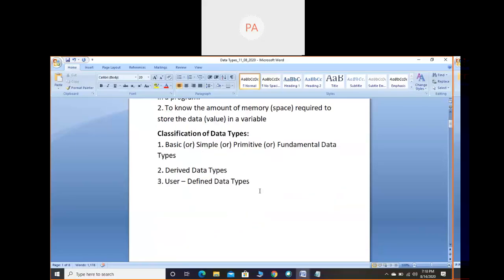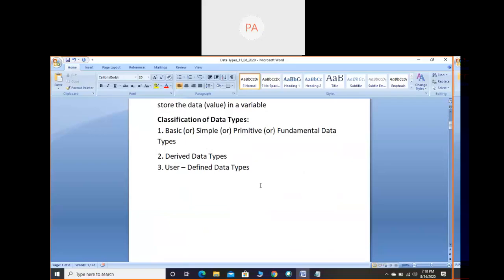Next, classification of data types. The first classification is basic or simple. It is also called simple, or it is also called primitive. Primitive means you can consider it as old. Old means whenever something is manufactured or developed, at the initial stage what they develop, those are called primitive, without adding extra things. Or fundamental. Fundamental means, again, basic only, without which we cannot proceed further.